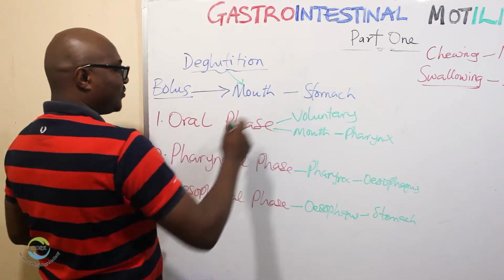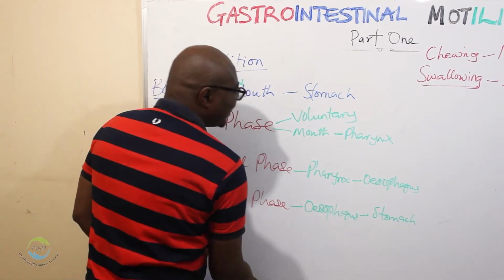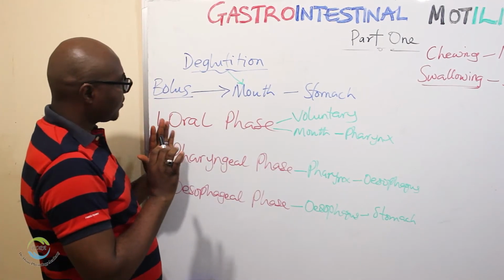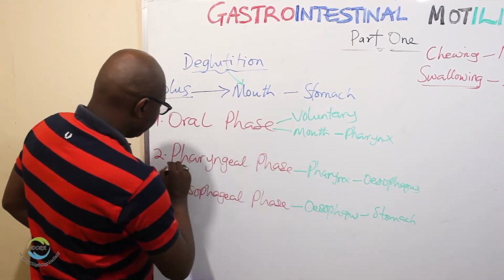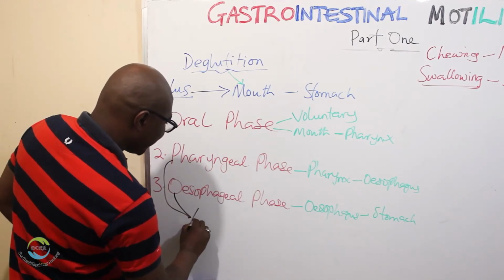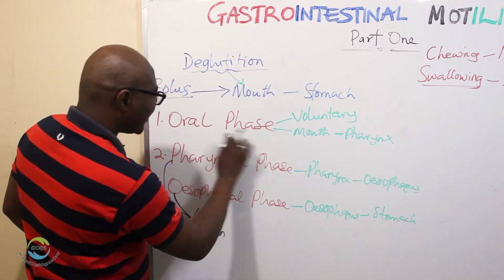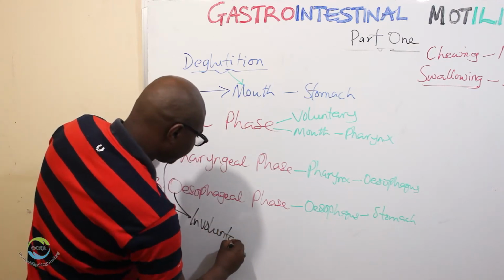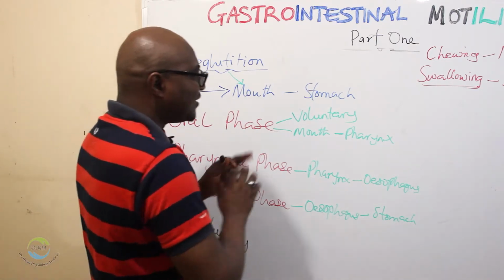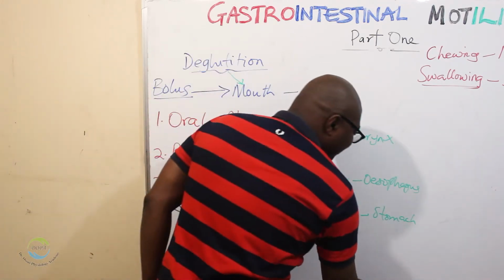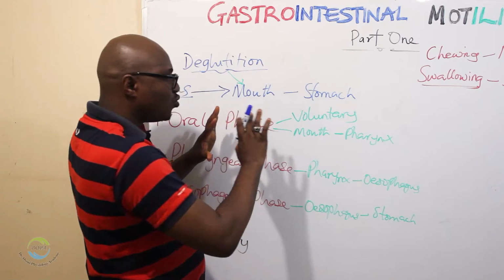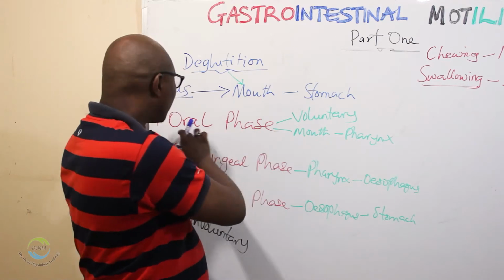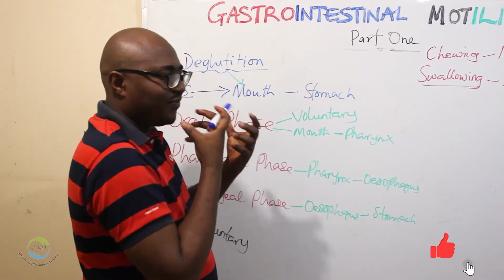All right. So, like we just said, this oral phase is the voluntary phase, and it's the only voluntary phase. Okay? These two, they are involuntary. Once you pass this phase, there's nothing you can do to stop the food from being swallowed. All right. So what happens in this phase? So that you will not be confused, there are important points you just need to note. And the key effector of this phase is the tongue and the pharyngeal muscles.